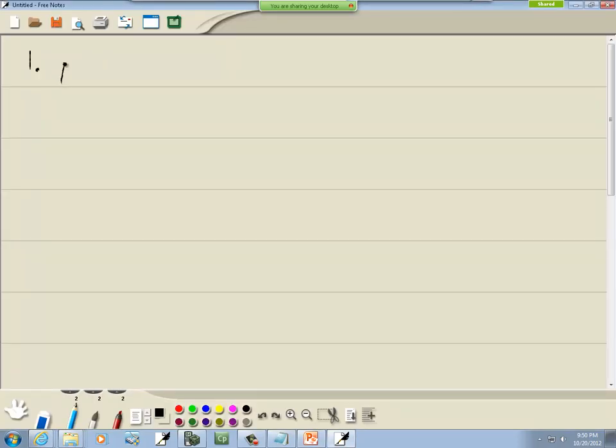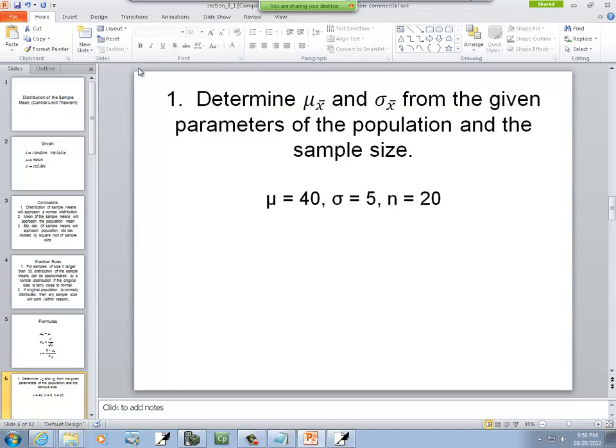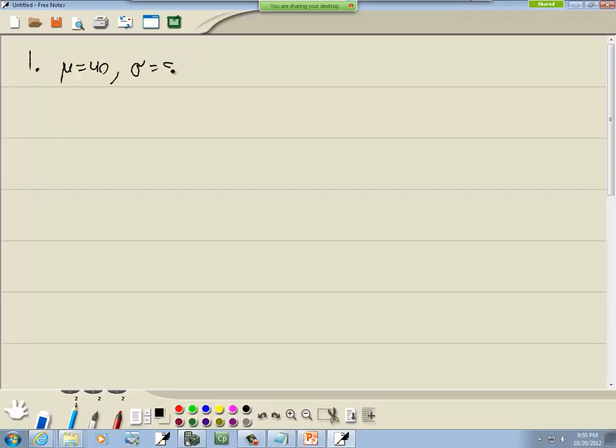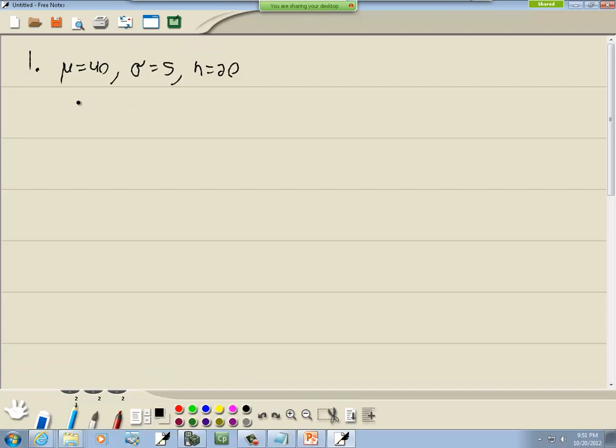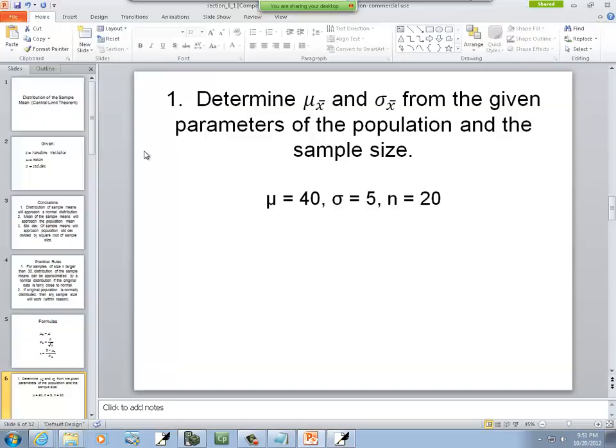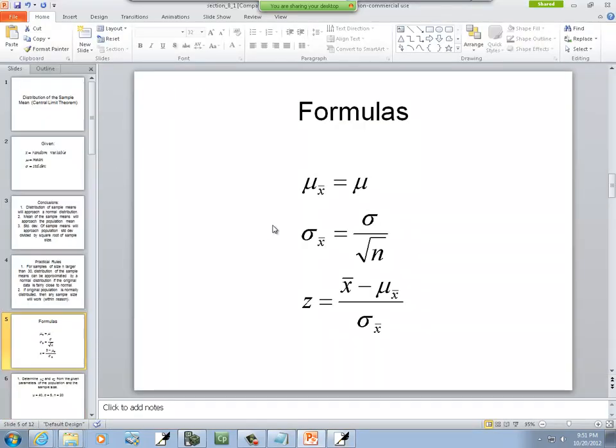Okay, so mu is equal to 40, and sigma is equal to 5, and n is equal to 20. It says determine mu sub x bar, so the mean, the mu of the sample means, and sigma sub x bar. Well, this one's boring. The mean of the sample means will just be the population mean. So that's 40. And where I'm getting that from is the previous slide right there.